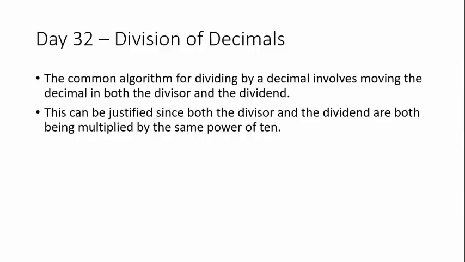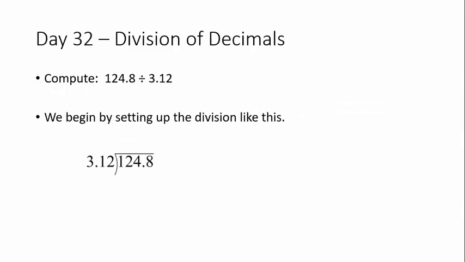We move the decimal position the same number of places in both the divisor and the dividend. We can justify this by multiplying both the divisor and the dividend by the same power of 10. Here's an example. 124 and 8/10 divided by 3 and 12 hundredths. The divisor is 3 and 12 hundredths.